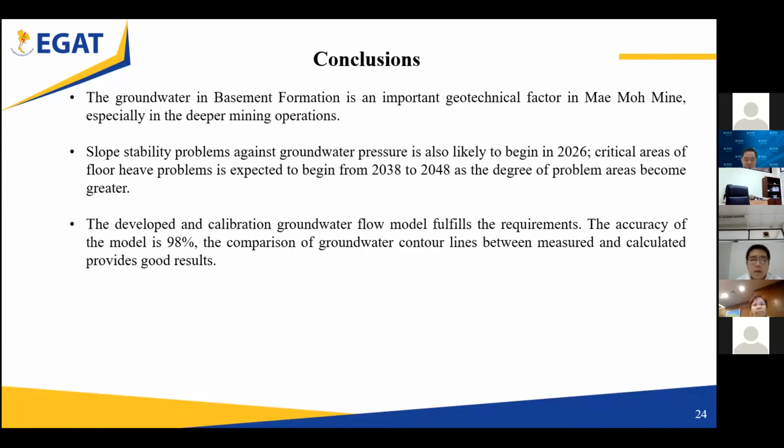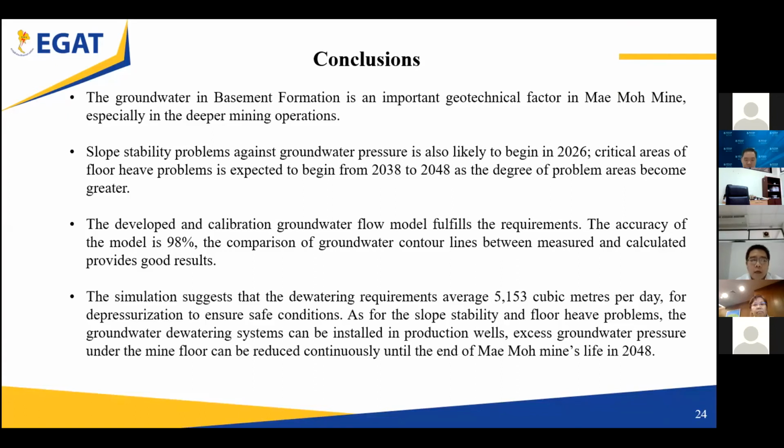The developed and calibrated groundwater flow model fulfills requirements. The accuracy of the model is 98%. The comparison of groundwater contour lines between measured and calculated provides good results. And the final, the simulation suggests that the dewatering requirement averages 5,153 cubic meters per day for depressurization to ensure safe conditions.